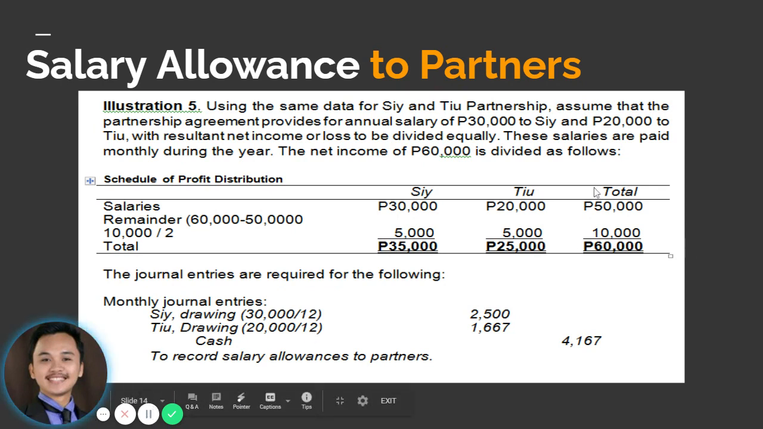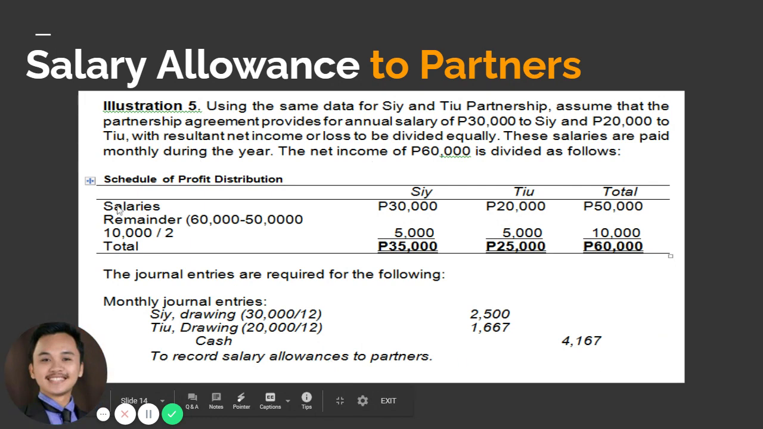Okay, there's a monthly salary of 30,000 and 20,000. So therefore, this salary will be recorded as drawing. So you have there your journal entry, C drawing. Salaries will be recorded as drawing. So 30,000 divide 12 because there are 12 months. So this will be your monthly journal entry. Since ang distribution of the salary is monthly, so therefore every month you will be recognizing this. So C drawing, Chu drawing for 2,500 and 1,667 respectively, and then credit cash for 4,167.